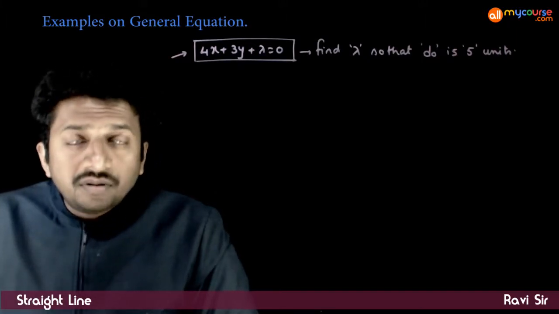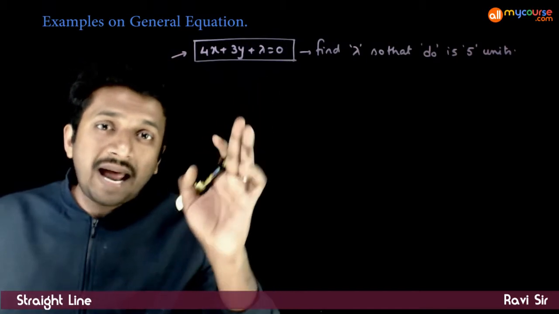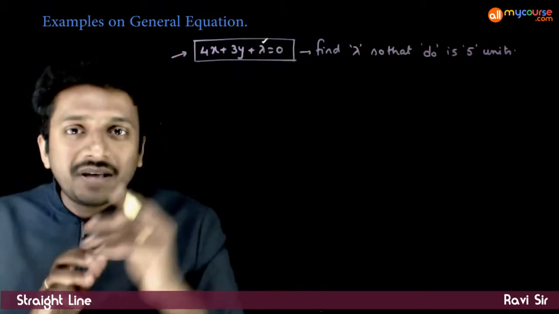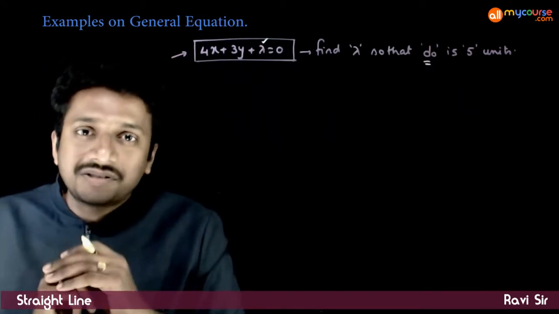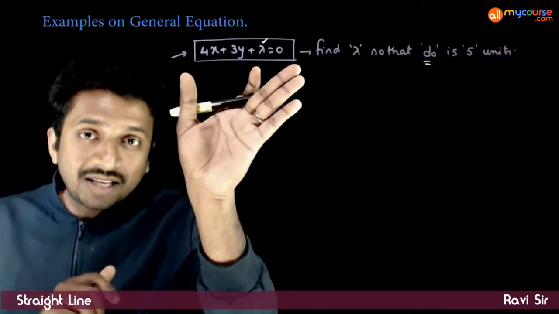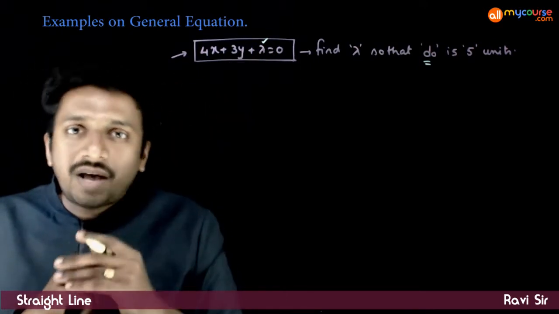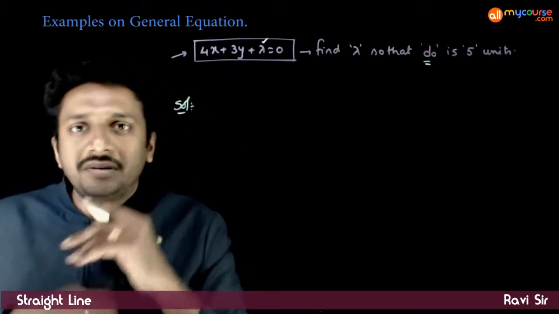In this question, you're given the equation 4x + 3y + λ = 0. You're asked to find this λ so that the distance from the origin is 5 units. This has to be at a distance of 5 units from the origin. If that is so, what is the value of λ?